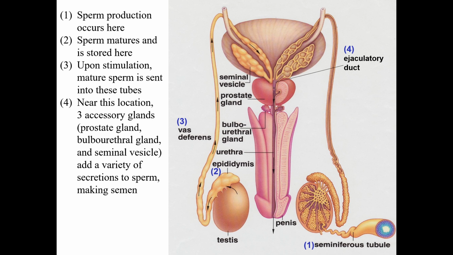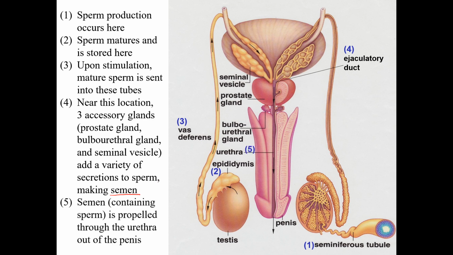At this point, we no longer call it just sperm. Now all these secretions have been added. Now it's referred to as semen. And so if stimulation continues, now that semen is pushed into the urethra, number 5 right here. The urethra is a shared tube for both urine and semen, but not at the same time. And so that semen, usually containing sperm, gets propelled through the urethra and out of the penis. That's called ejaculation, which we'll talk about later.